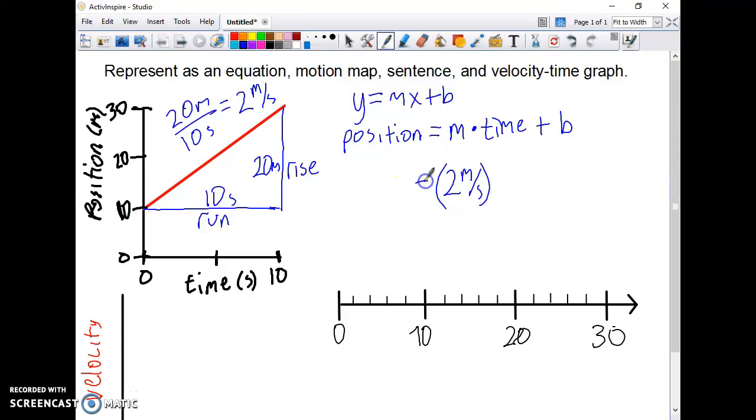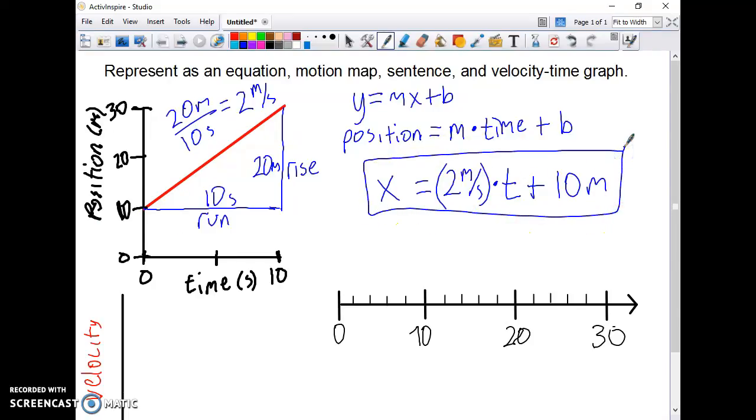Okay, we're going to say that equals the position, and for the position you can write out position, that's just fine, or you can represent it with the variable x, with the letter x. Okay, so we have x is equal to 2, that's the slope, times time, and again I'm just going to represent that with t, plus our y-intercept. In this case, our y-intercept is 10 meters, so plus 10 meters. There we have represented the motion on that position time graph with an equation. So we're done with the first part.